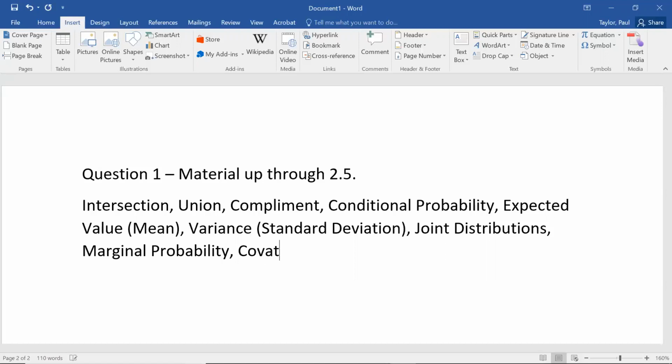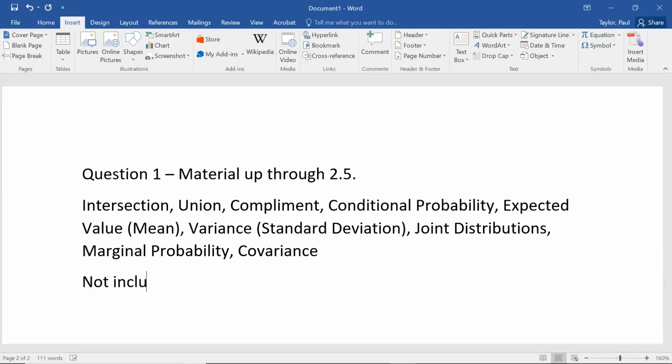Connected to joint distributions, there was also covariance and correlation, which was a measurement of how closely connected the 2 variables were. That was basically up through 2.5. So there's a lot of topics in there, but I'm only going to ask one question on all of this stuff. There were quite a number of formulas in those sections, so you would want to have those formulas available. Don't waste time flipping through the textbook. Prepare yourself a set of notes that you can quickly go to for the formulas you need.